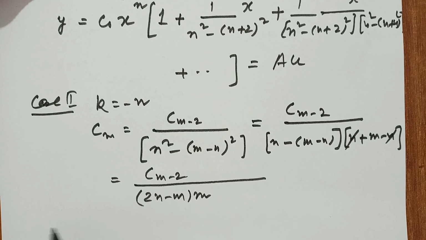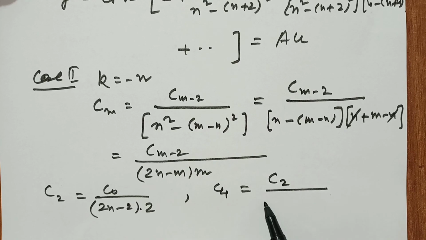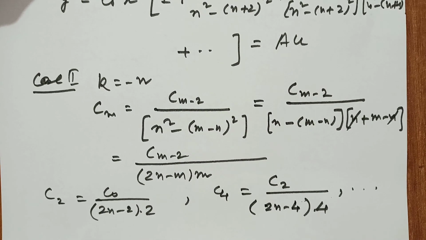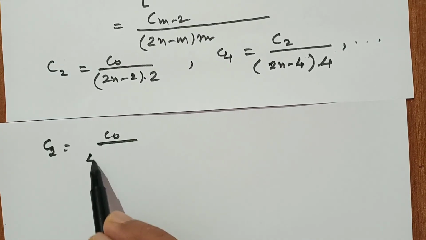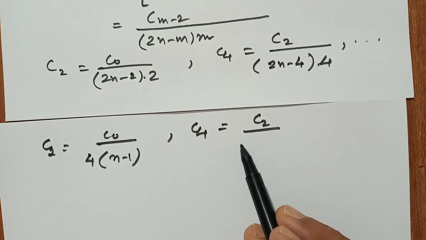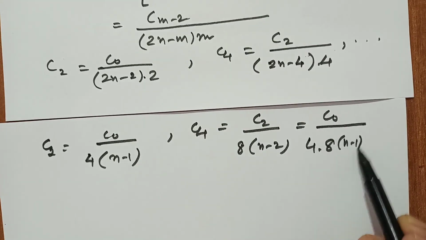Okay, so now putting m is equal to 2, constant c0 is already c0, c1 is 0, so c2 is equal to c0 upon (2n minus 2) into 2. c4 is equal to c2 upon (2n minus 4) into 4. Also odd terms will be 0 because c1 is 0, c3 is 0. c2 is equal to c0 upon, 2 is common, so 2 into 2 is 4, and here n minus 1. c4 is equal to c2 upon, 2 is common, so 8 into (n minus 2), and here c2 is c0 upon 4 into (n minus 1), so 4 into 8 (n minus 1)(n minus 2).